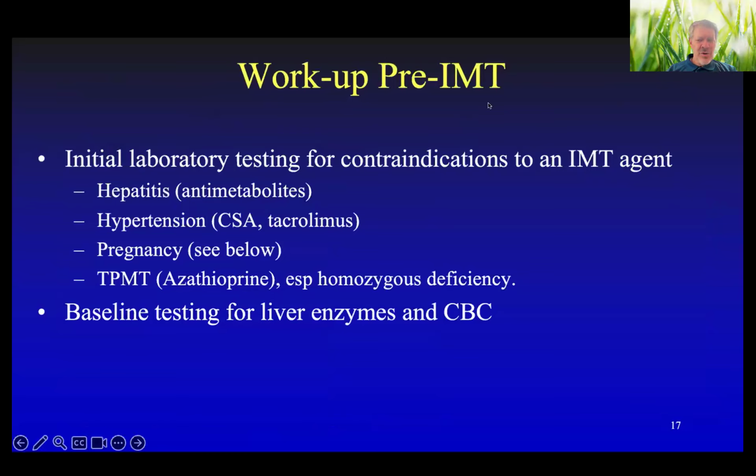So what do you do when you want to go on immunosuppression or conventional immunosuppression? You should look at some initial laboratory testing for potential contraindications. So for antimetabolites, I check for hepatitis B and C. We would want to check about hypertension or renal disease with cyclosporin and tacrolimus. We want to address if pregnancy could be present. And for azathioprine, we would like to look at thiopurine methyltransferase, especially to see if they have homozygous deficiency, in which case they can become aplastic very quickly. Unfortunately, this test is not widely available worldwide, but it's nice to be able to check that. And then we do baseline testing for liver enzymes and CBC.